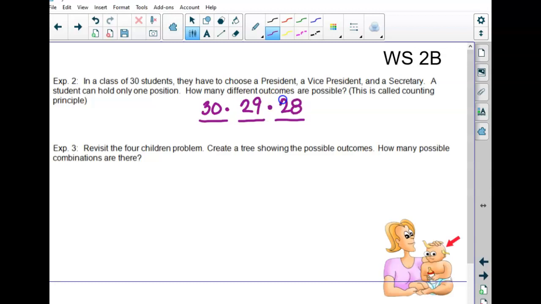How do you know it's not a fraction here? It says how many different outcomes. It doesn't say what is the probability or something, okay? Does that make sense? So we should have a big number. I don't know what that answer is.